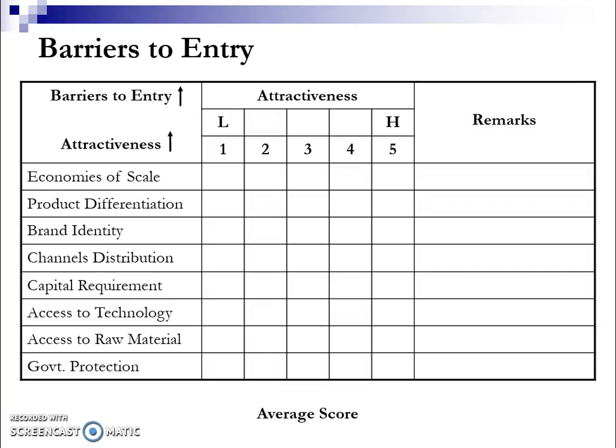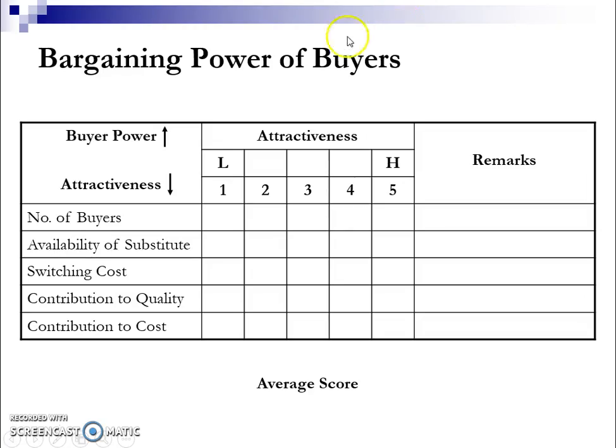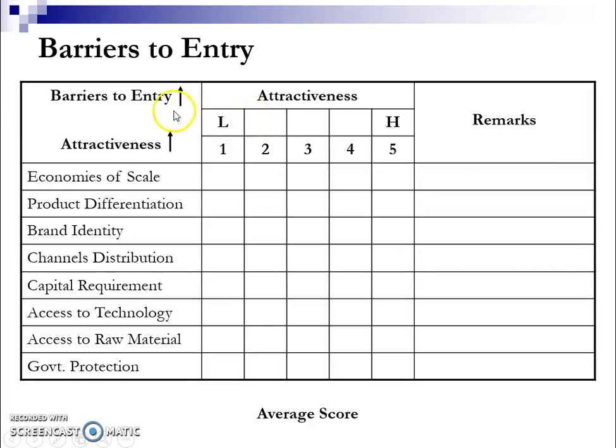The next aspect is barriers to entry. A basic relationship between barriers to entry and attractiveness is that the higher the barriers to entry, the more difficult it is for new entrants to enter the market, so the higher is the attractiveness. So they have a positive correlation.